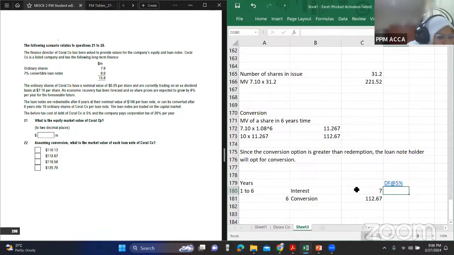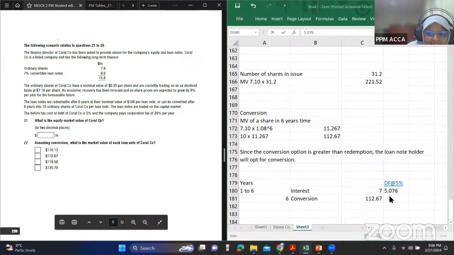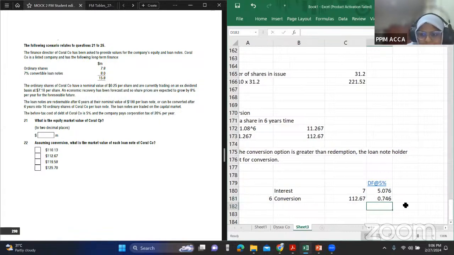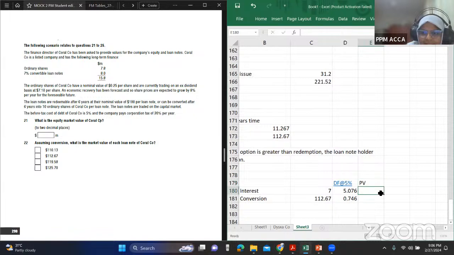Okay. Right. So at 5%, the annuity factor for 6 years is 5.076. And the year 6 discount factor will be 0.746. So then you can get the present values quickly. That is this 7 into this. Drag it down. And then you can get a total. This plus this. Okay, so that is 119.58. The market value will be C.